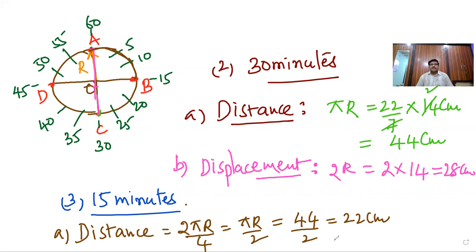22 centimeters. That was the complete distance in the 15 minutes case. A is the initial point, and after 15 minutes the minute hand comes to B. So A to B is the quarter circle, arc length AB.